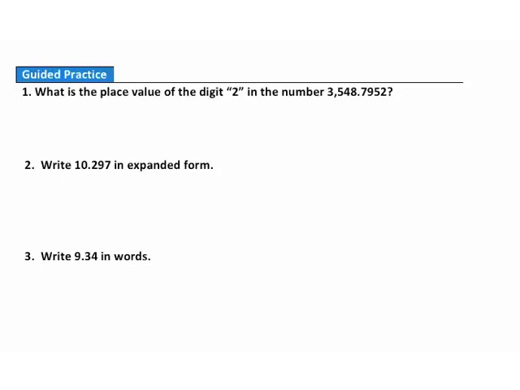Question 1. What is the place value of the digit 2 in this number? Well, we're going to start with the ones place, which is the 8, and we're going to count our way over. So we go tenths, hundredths, thousandths, 10,000ths.